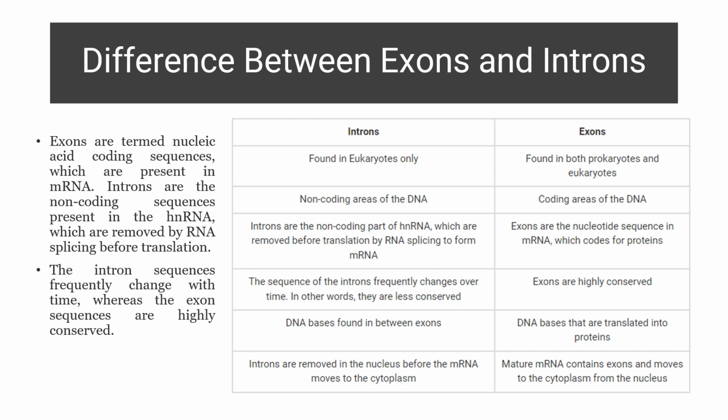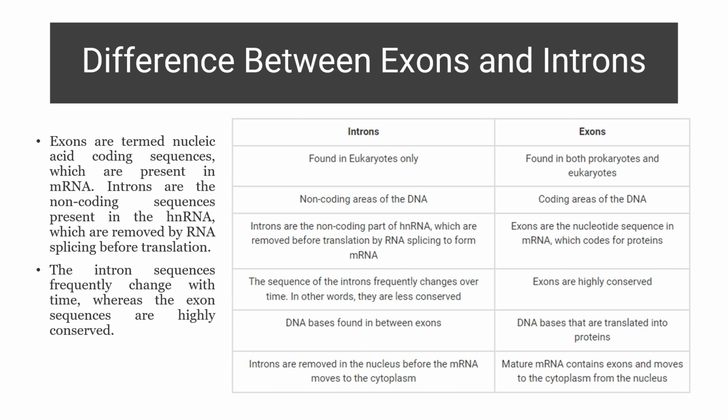Introns are found in eukaryotes only. They are non-coding areas of the DNA. Introns are the non-coding part of hnRNA which are removed before translation by RNA splicing to form mRNA. The sequence of introns frequently changes over time. In other words, they are less conserved. They are DNA bases found in between exons. Introns are removed in the nucleus before the mRNA moves to the cytoplasm.